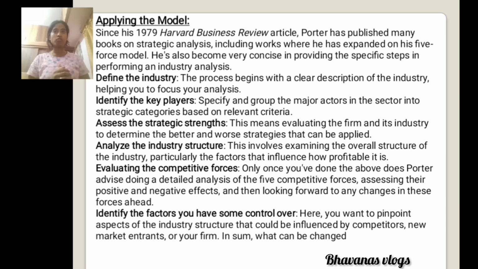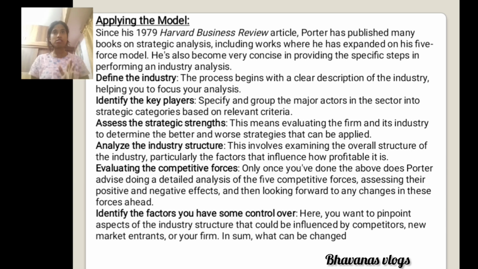The first point is to define the industry. Firstly, the process begins by describing the industry, which helps you focus your analysis. By describing the industry, we can focus our analysis. Next one is identifying the key players. Specific groups and major actors will be sorted into strategic categories based on relevant criteria. We should focus on the particular players or the particular sector or particular group to achieve the analysis.